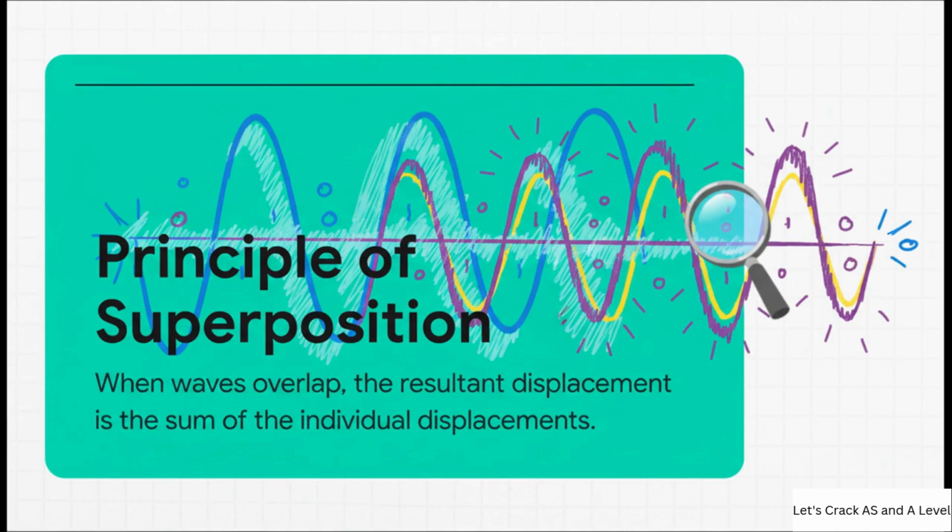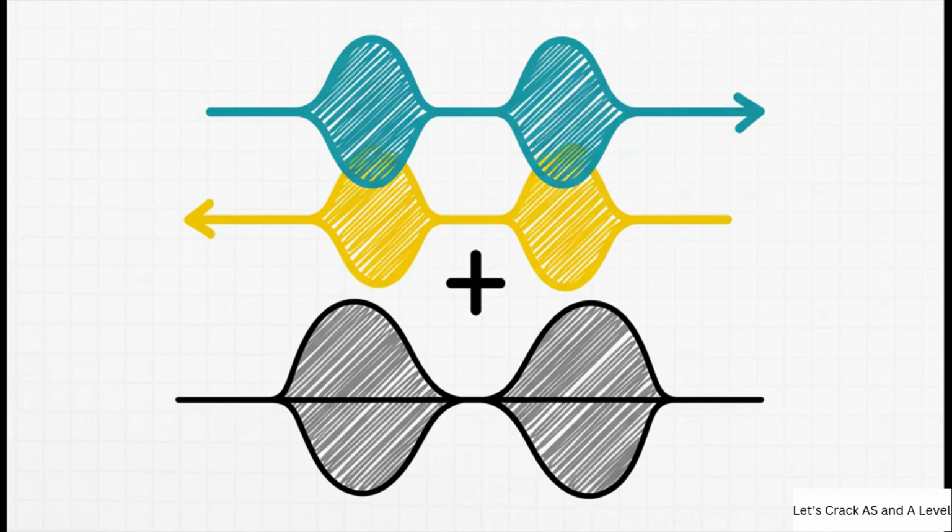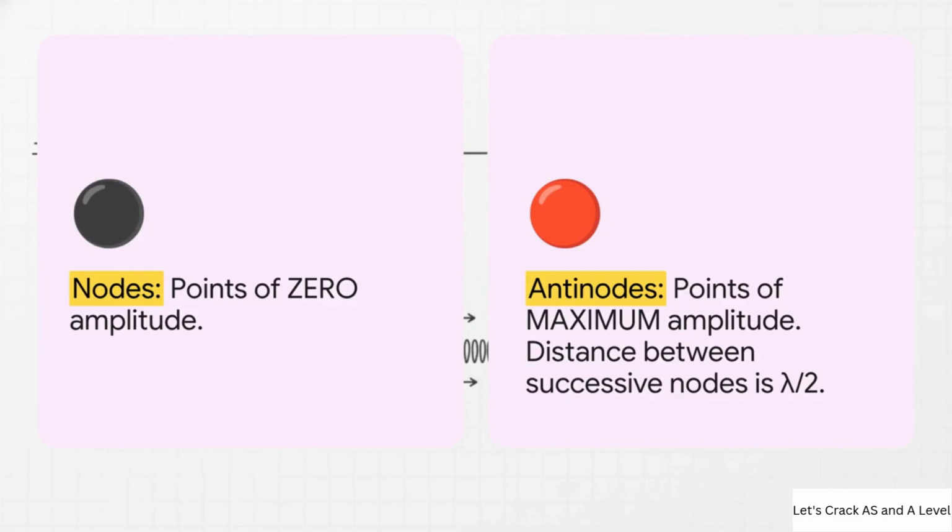When waves overlap, you just add their individual displacements together at every single point to find out what the new combined wave looks like. Now, there's a really special case of superposition that gives us stationary waves. This only happens under specific conditions. When two identical progressive waves, we're talking same frequency, similar amplitude, are traveling in opposite directions and they interfere with each other. So stationary waves don't even look like they're traveling. Instead, they just have these points of zero amplitude called nodes and points of maximum amplitude called antinodes.